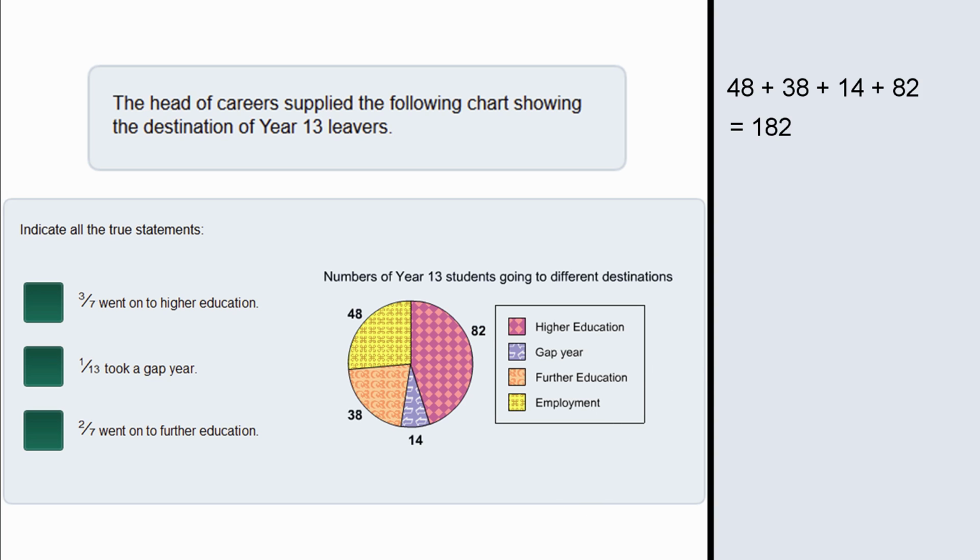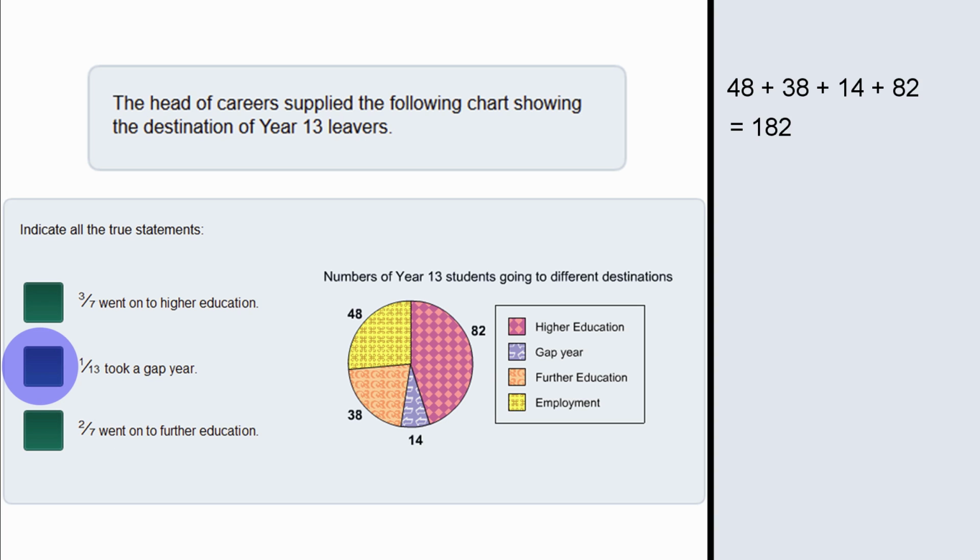The next statement claims that 1/13 of the students took a gap year. Again, we know the total is 182, so a 13th of 182 is 182 divided by 13, and that gives us 14. So if 1/13 of the students took a gap year, that means 14 students took a gap year, and we can see from the pie chart that 14 did. So that means that this statement is true.